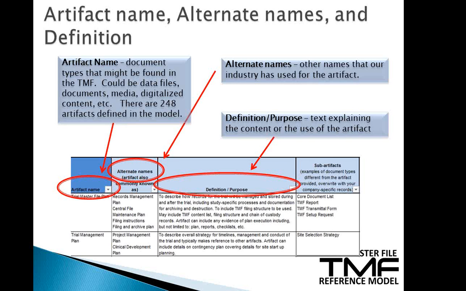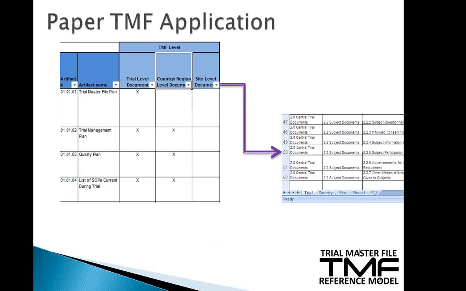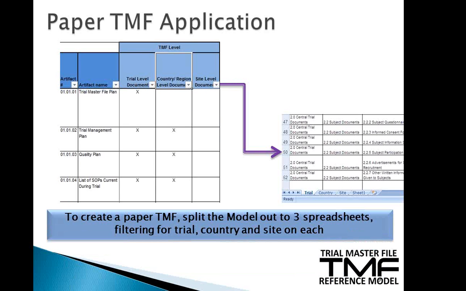There's one more explanation of how the model is structured on the next slide, and this is a one build out, Jim, so you can build that out. Each artifact is indicated as trial, country, and site level. Some artifacts are relevant to more than one level. And the principles behind the TMF reference model are intended to be applicable to both electronic and paper TMF.